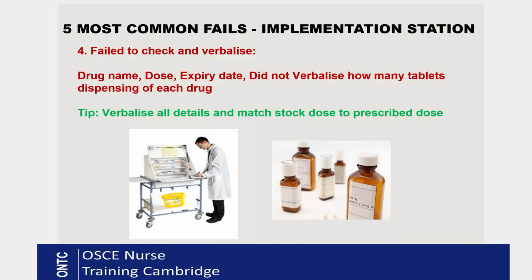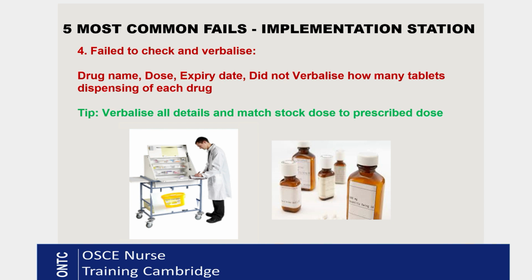Right. Number 4, failure to check and verbalize your drug checks. When you're dispensing drugs, after you did your drug chart and have decided which drugs to give, you need to make sure that you are dispensing as per NMC guidance. You may be doing this, but if you don't verbalize it, the examiner doesn't think you're doing it. So they need the proof. You really need to read it and also verbalize it. Don't read it just in your head.